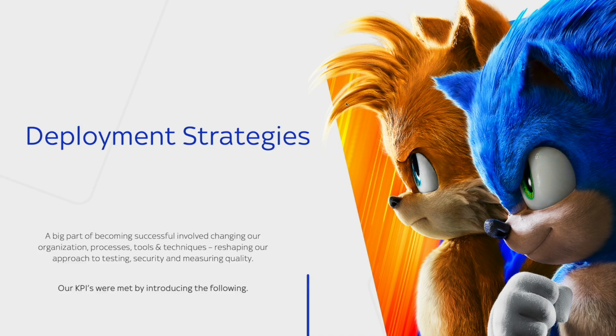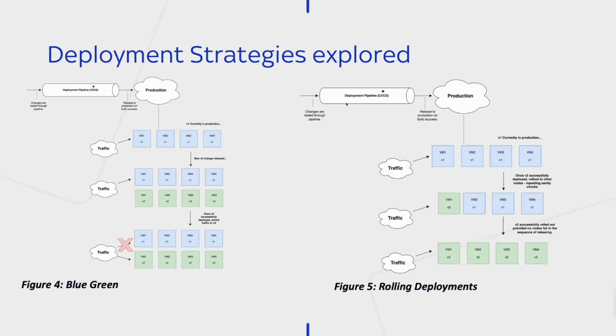Now moving to deployment strategies, which are a big part of becoming successful, involving changing our organization, processes, tools and techniques, and reshaping our entire approach to testing, security, and measuring quality. And our KPIs were met by introducing the following setups. So before I say what setup we decided, we explored a few. We explored blue-green, rolling deployments, immutable, and canary.